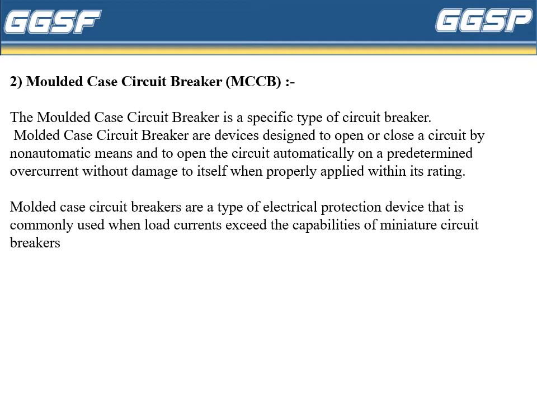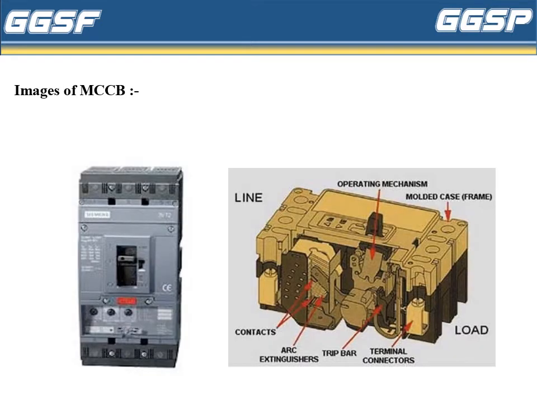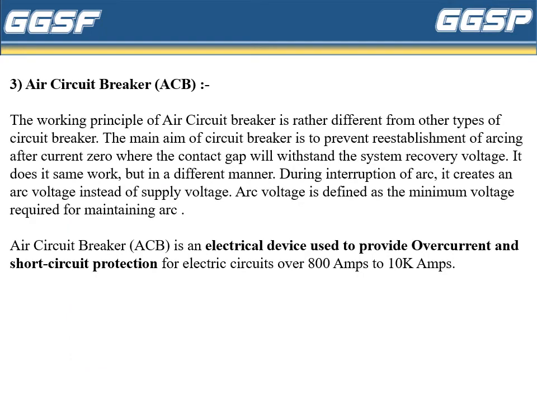Molded case circuit breakers are a type of electrical protection device commonly used when load currents exceed the capabilities of miniature circuit breakers. These are the images of MCCB. The right one shows the different parts of MCCB, like operating mechanism, molded case, terminal connections, trip bar, arc extinguishers, contacts, etc. The third type of LT circuit breaker is the air circuit breaker, that is ACB.